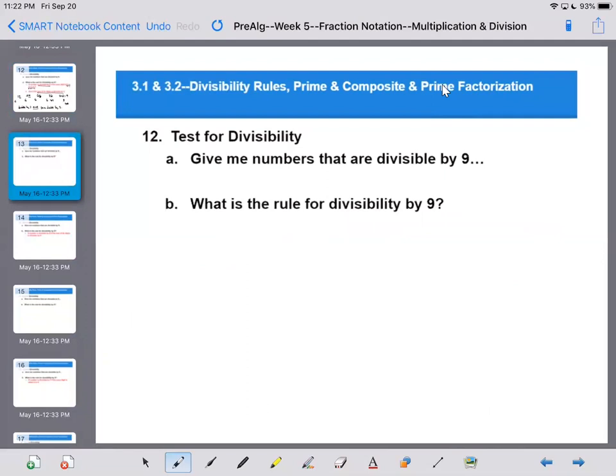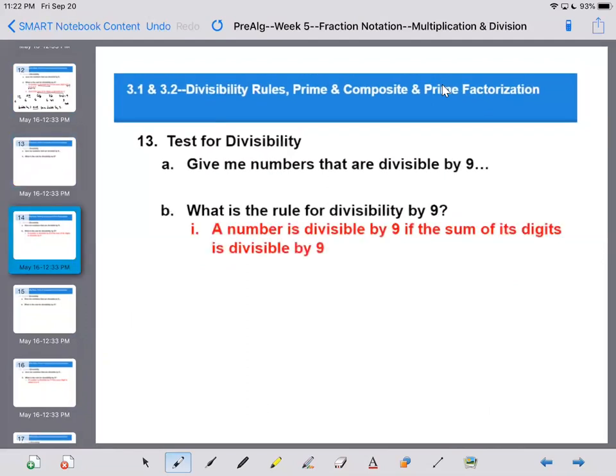With 9s, wanting to know if it's divisible by 9, we're looking just like 3s. We're going to look at the sum of the digits. So we know that 99 is divisible by 9, but look at 9 plus 9. That's 18. Will 9 divide 18? Yes. So we know 9 will divide 99.